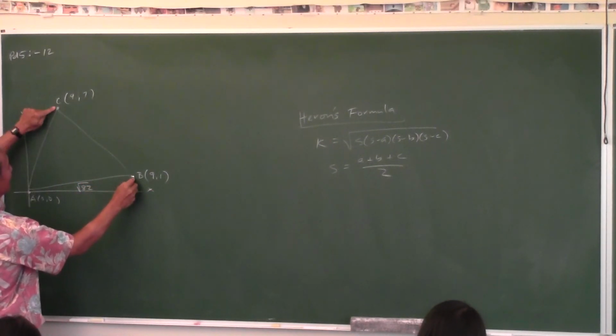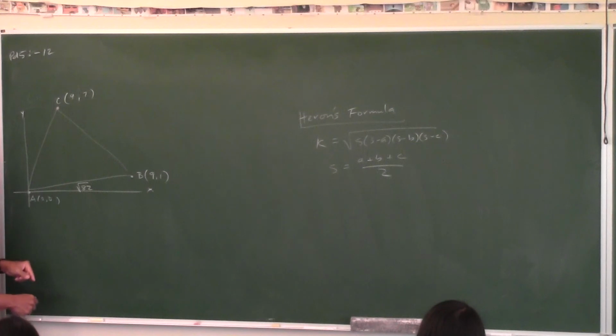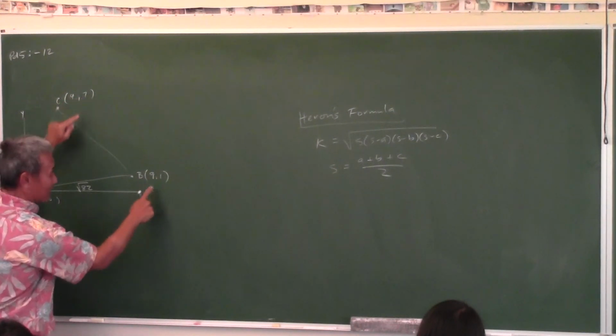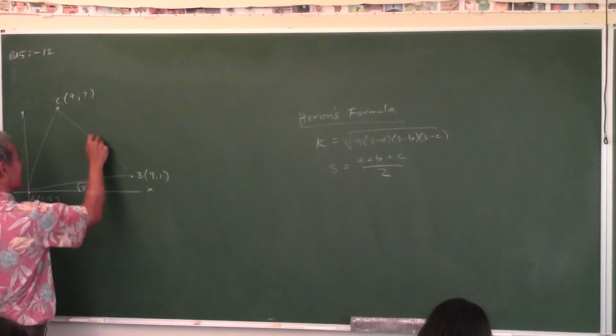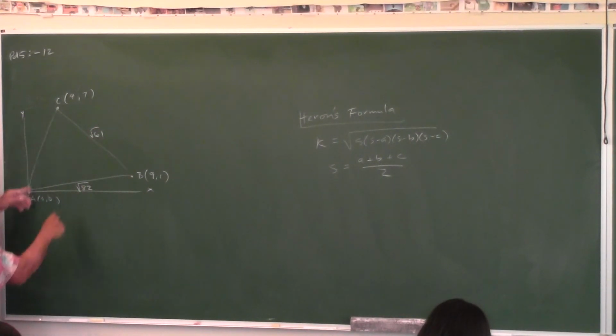Okay, what about this one? It's 5 and 6. Look, 5 and 6. Square both of them. 25 and 36. Okay, root 61. Okay, what about this side? We got 4 and 7. 65. Square root of 65.